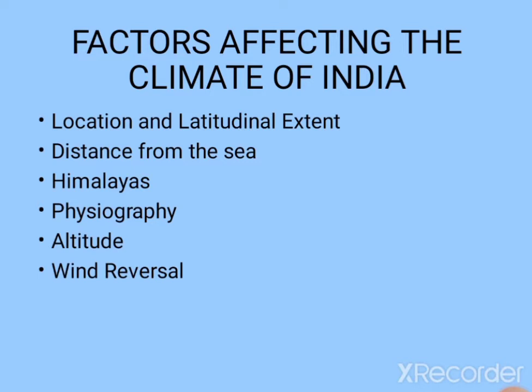the latitudinal extent. Now, India lies roughly between 6 degrees north and 37 degrees 6 minutes north latitude. Now, the country is divided almost through the middle by the Tropic of Cancer. The northern India is a subtropical and temperate zone, whereas southern India is a tropical zone.